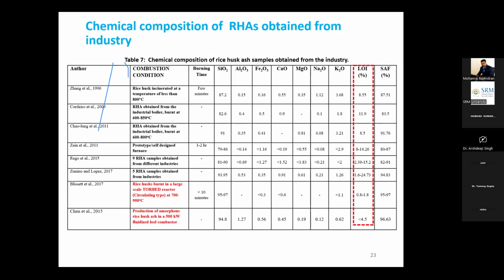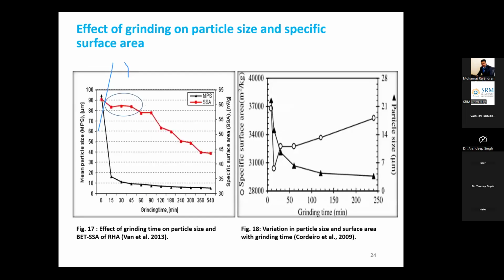Further, these are the chemical compositions for the samples obtained from the industry. The main point we need to focus on is the loss on ignition, the unburnt carbon. We can see that in one case it is 8.55, then 11.8 to 14.2 is the range for different samples, then 1 to 24 for other samples. In most cases it is either close to 10% or higher than 10%. So what does it mean for the industry? It means that we need to control the combustion conditions for the combustion of rice husk.